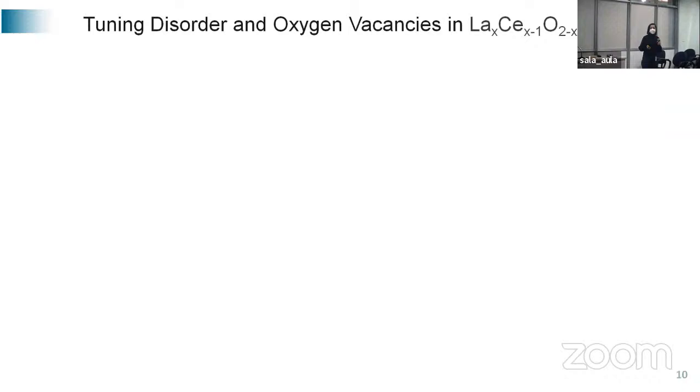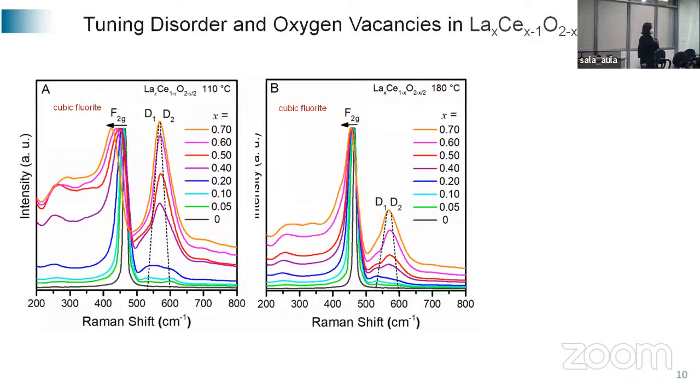Raman spectroscopy is a very good technique to characterize the defects and the oxygen vacancies. Here we can also see that the cubic fluorite structure is maintained. And the F2G mode, which is related to the cubic fluorite, shows a shift to lower frequency.